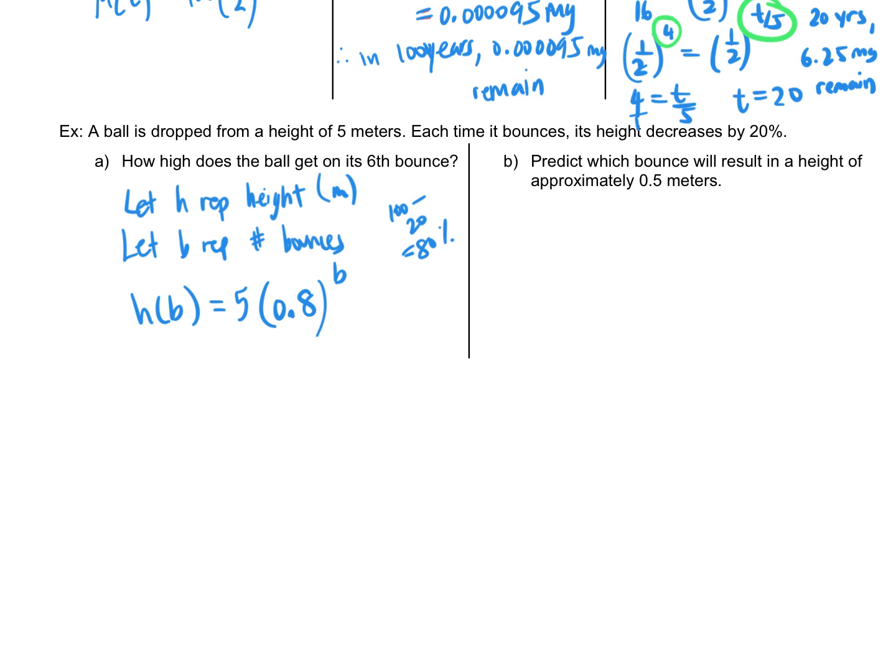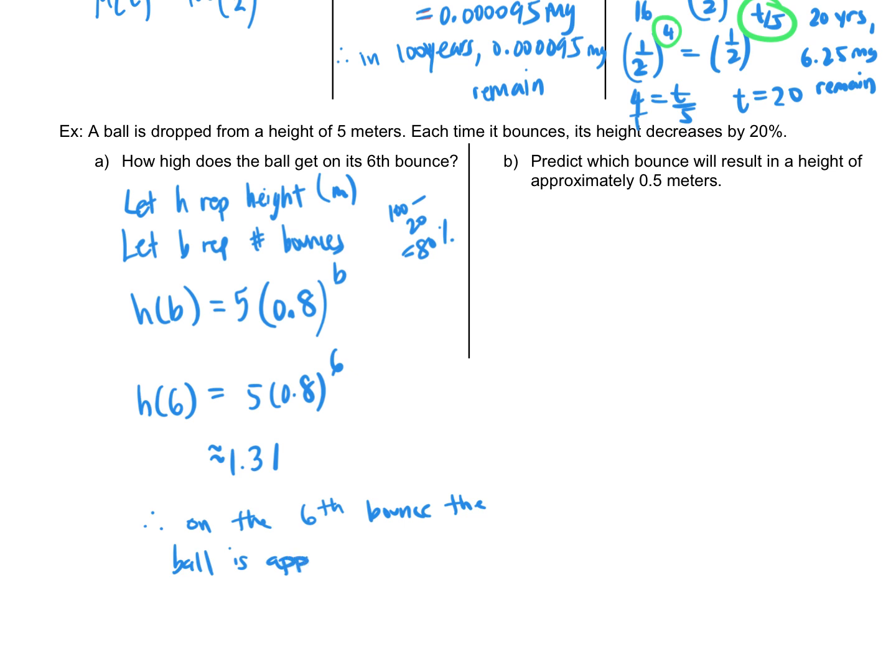And now if I want to know the height on its 6th bounce, I will do h at 6, which is 5 times 0.8 to the power of 6. And I get approximately 1.31. So therefore, on the 6th bounce, the ball is approximately 1.31 meters high.